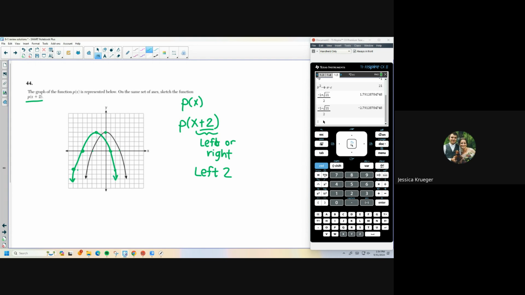So there's my function p of x plus 2. Don't forget to sign the line. Now, let's say they asked us to graph p of x plus 1. This is not inside the parentheses. This is outside the parentheses. So this is going to shift the function up 1. So my function would look something like this, if they asked me to graph p of x plus 1, where the plus 1 was outside.